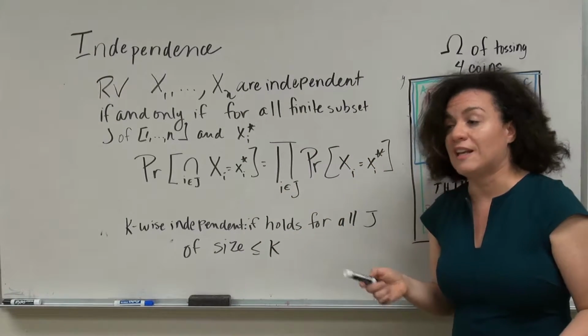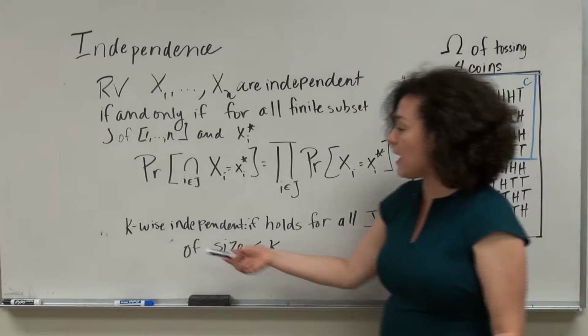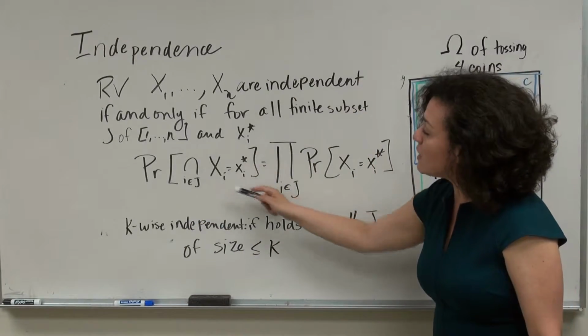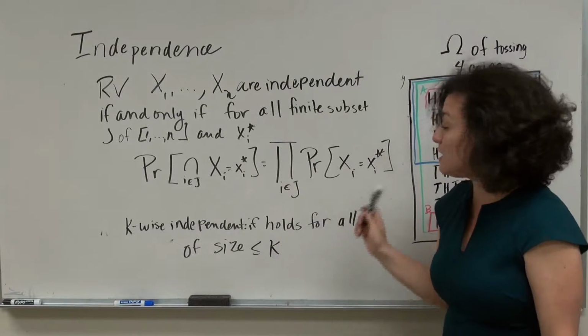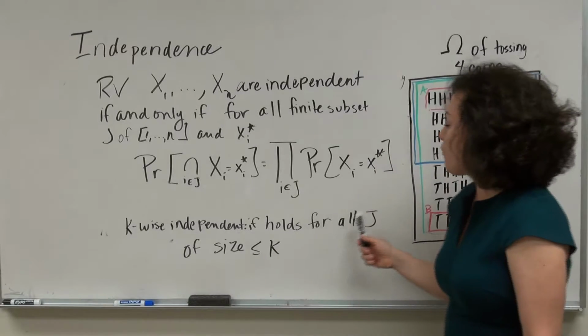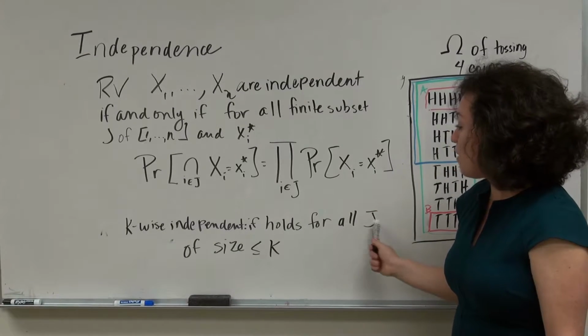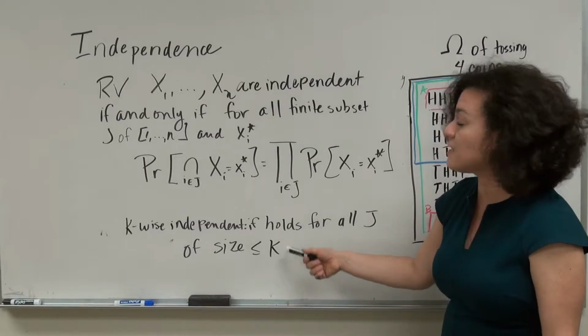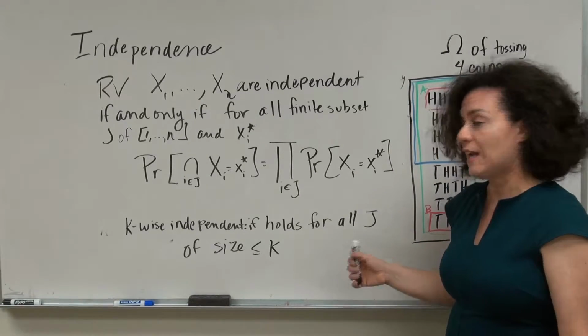Since we often cannot do that, we look at pairwise independence, and by that we mean nearly the same definition, with the only difference being that it need only hold now for subsets J of size at most k, so the size is less than or equal to k.